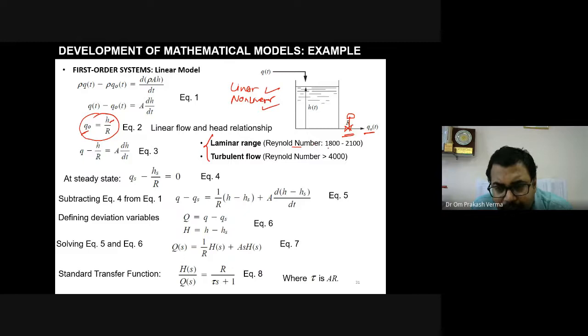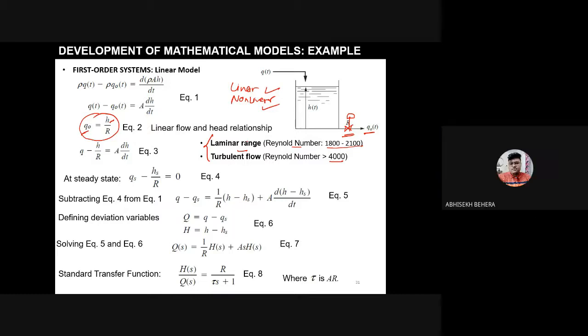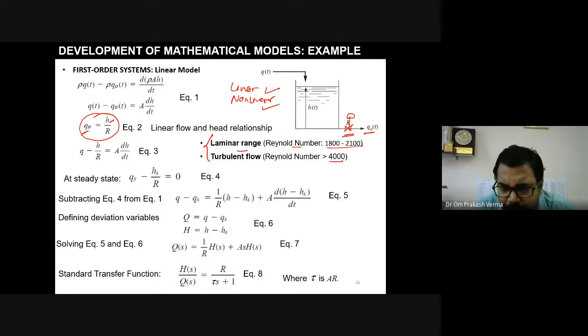If the flow is in the range of 1800 or 2100 Reynolds number, then it is the laminar range. However, if it is greater than 4000, then it comes in the category of turbulent flow, and the characteristic becomes nonlinear. Sir, in some places it is mentioned that Reynolds number above 3000 is turbulent flow. Actually above 2100 the turbulent characteristic starts coming, but in some books it is written 3000, in some 4000. No problem, it is not a very hard and fast rule.